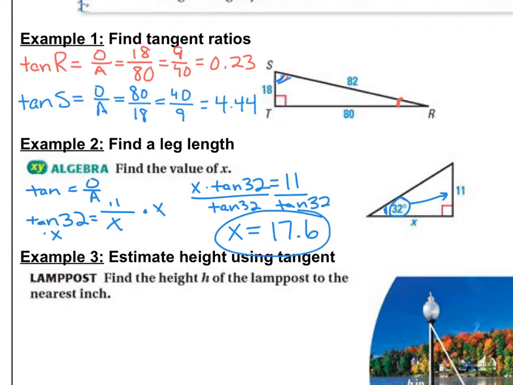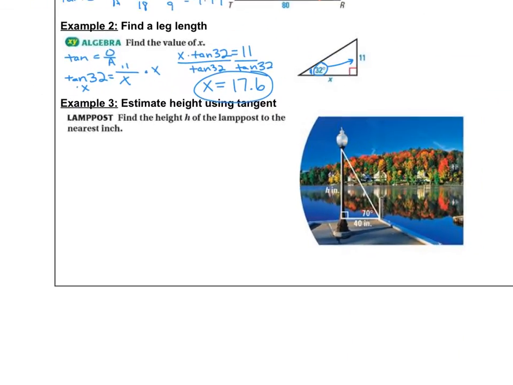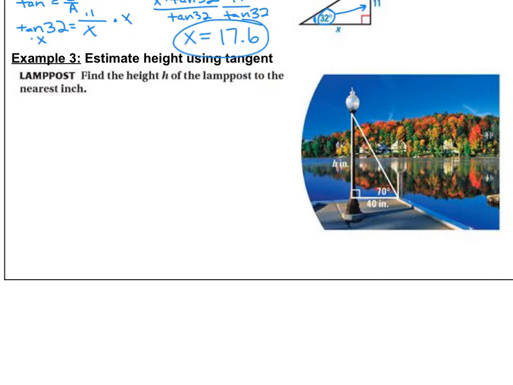Okay? All right, let's take a look at the last example, example number 3. Again, we are trying to find the height of the lamppost, which is right here. We have our angle measure. We identify this as our opposite. This is our adjacent. So we would say the tangent of 70 is equal to opposite, which is our h, over adjacent, which is 40.